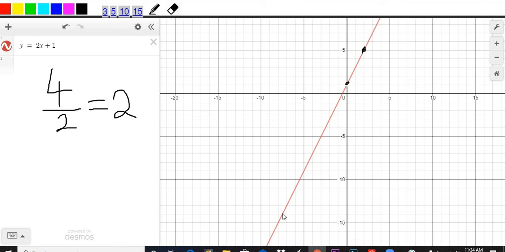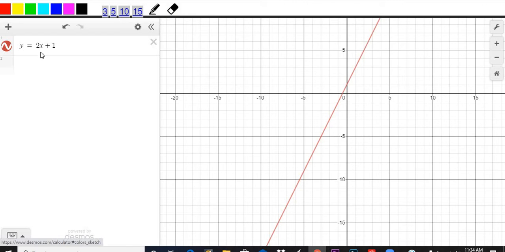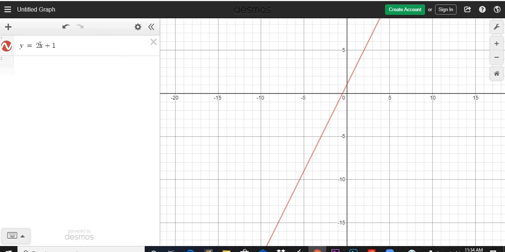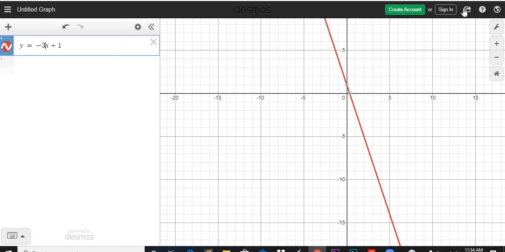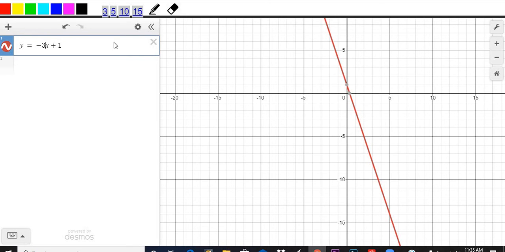Now we're going to look at a negative line. I'm going to erase this again, and I'm going to change this. Another thing is that, as you can see here, I wrote this line.